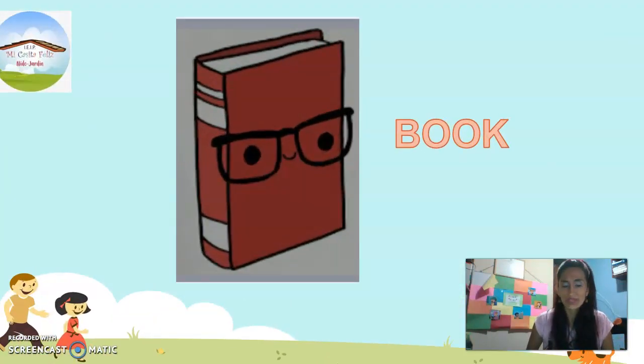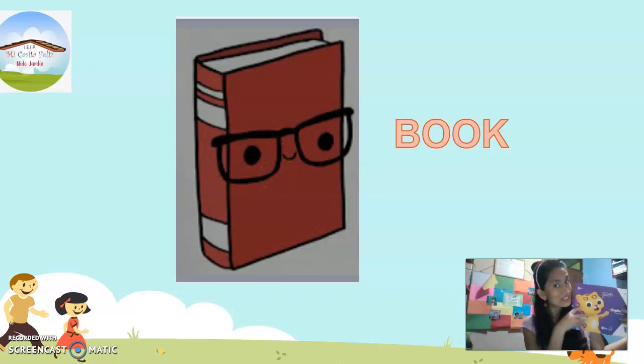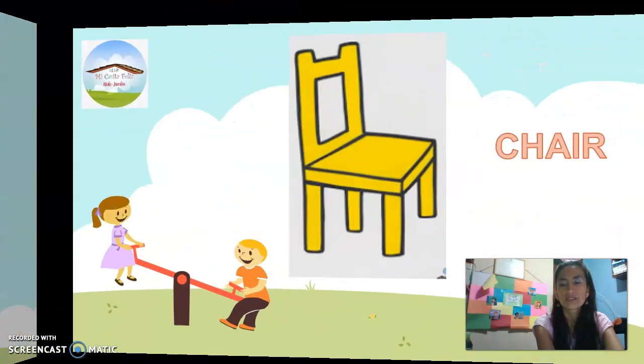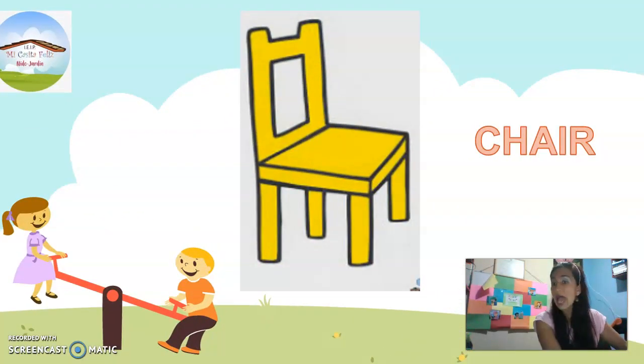A book. Yes, a book. What is that? That is a book. What is this? This is my book. What is that? A chair. Yes, a chair. Okay. What is this? Stand up. I sit on my chair. What is that? That is a chair.